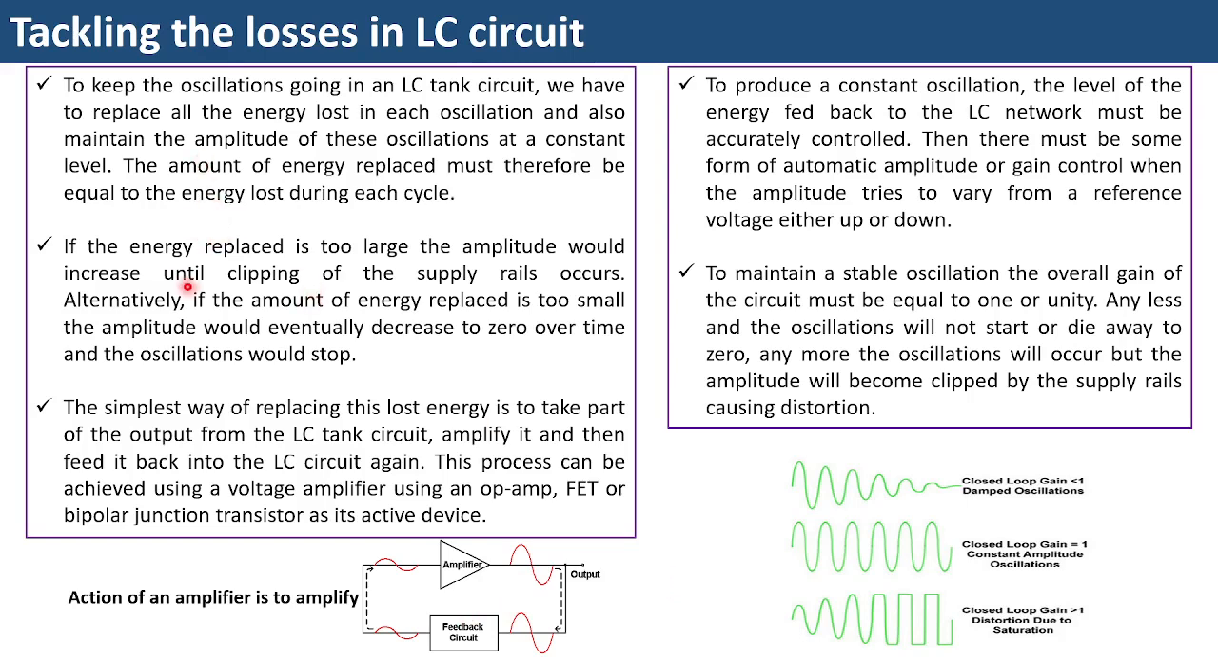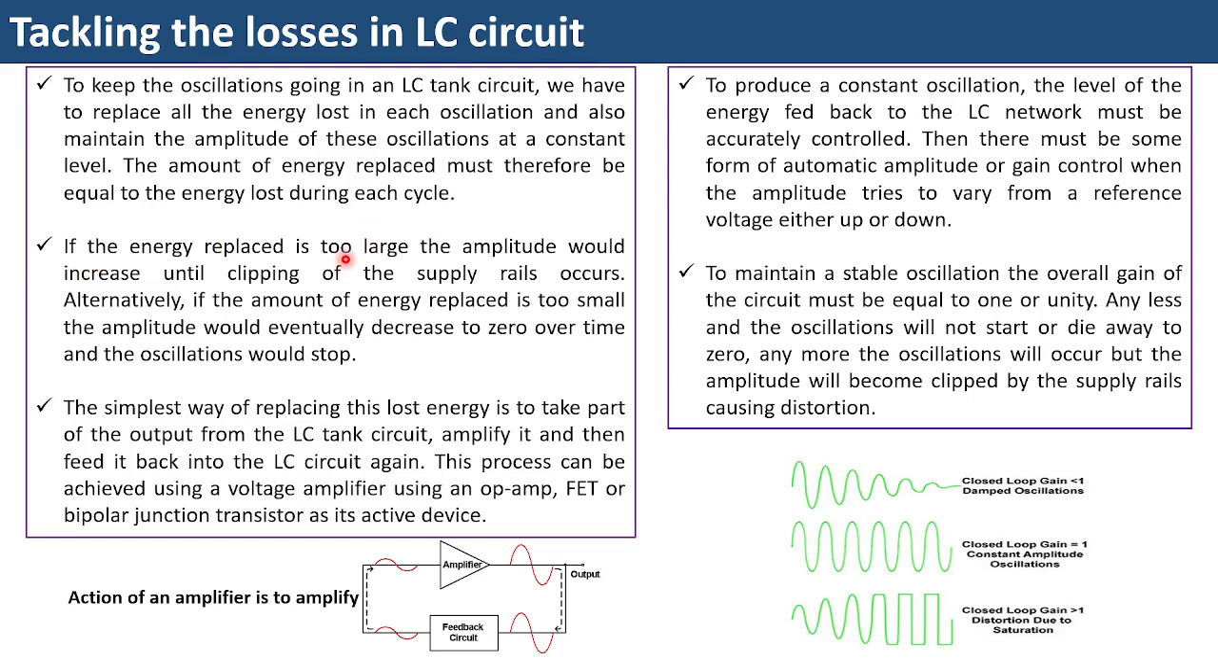So let me go in between these lines. To keep the oscillations going in an LC tank circuit, we have to replace all the energy lost in each oscillation and also maintain the amplitude of these oscillations at a constant level. The amount of energy replaced must therefore be equal to the energy lost during each cycle. All right, so I hope this part is clear.